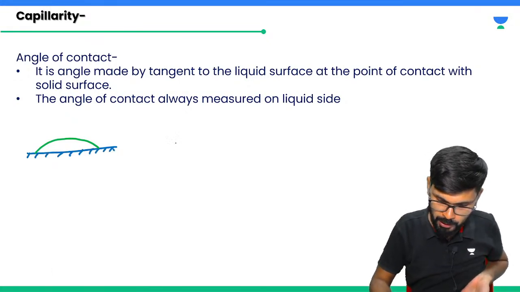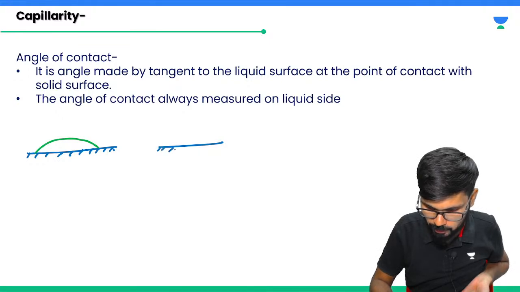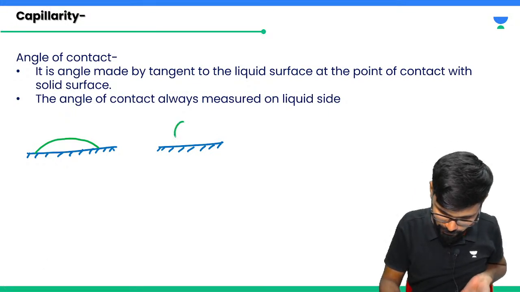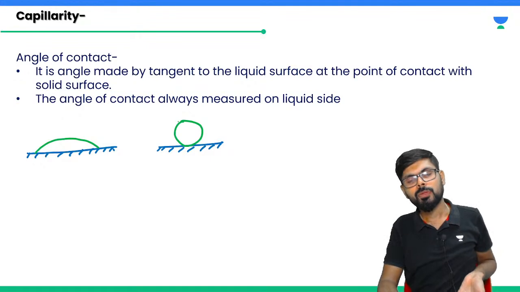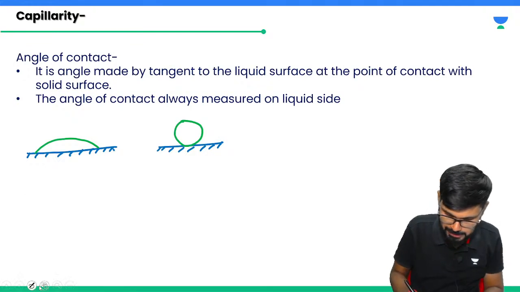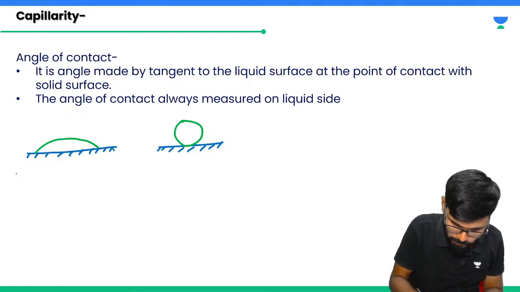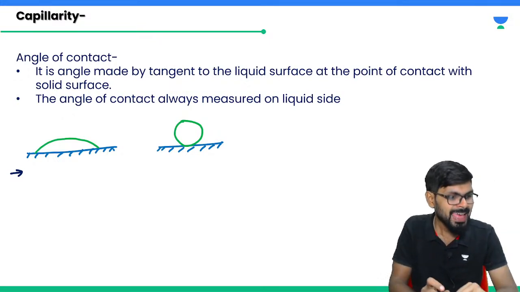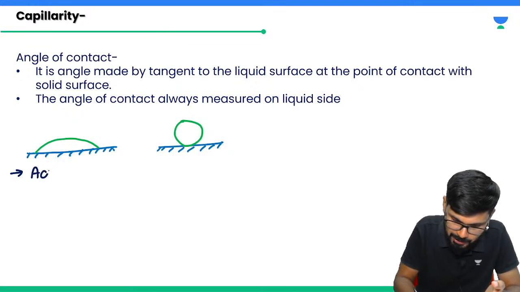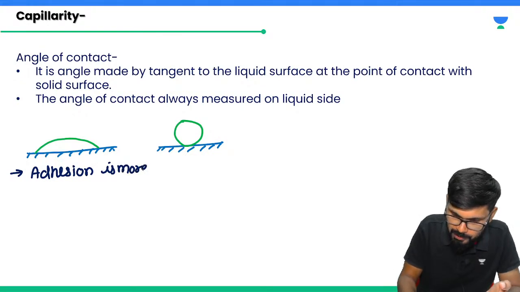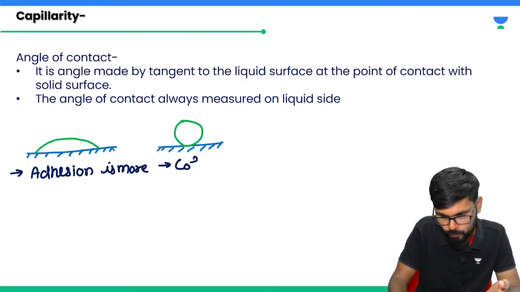Why? I'll tell you. Whereas how will the mercury look? Mercury will look like this one. Now why is it happening? Because in this particular case, here I would like to write that in case of water, cohesion is less, adhesion is basically more. Means I can say that adhesion is more, and here I can write cohesion is more.